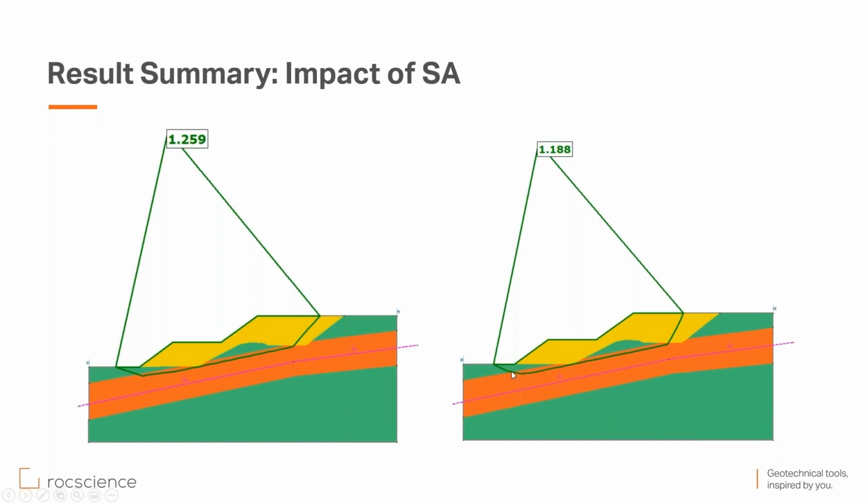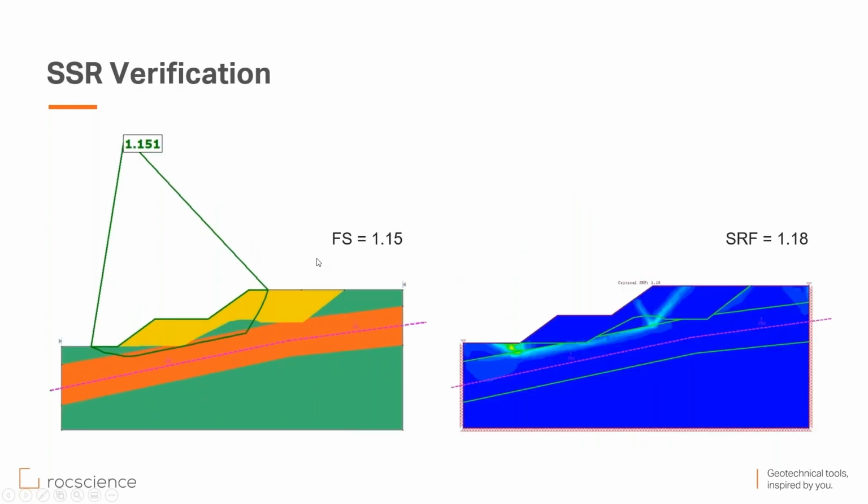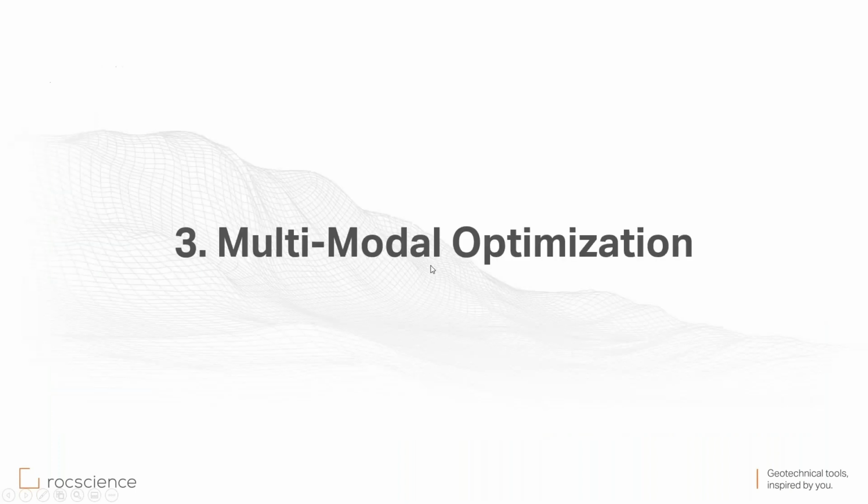And over here, you can see it goes more in the weak orientation of this material. And finally, the shear strength reduction verification, which, as we saw, the surface is very similar and the factor of safety is also very similar. And now I will pass the presentation on to my colleague Terence, who will take you through multimodal optimization.